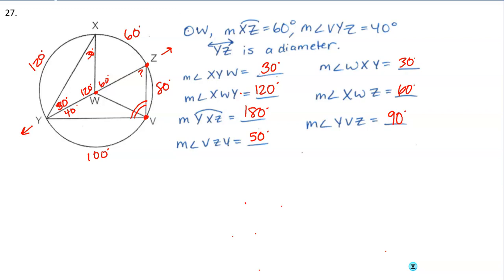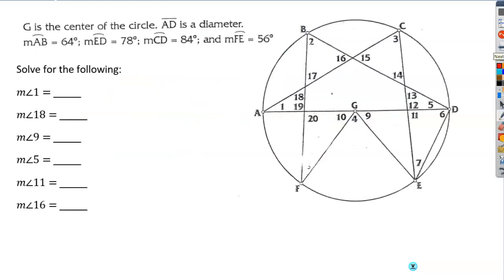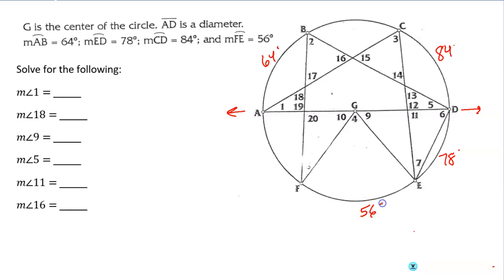Okay, and then we have one more, I think, and we're done. In this last one, again, label the diameter first, so you know where the 180 split is. Label what's given. AB is 64 degrees. ED is 78 degrees. CD is 84 degrees. And FE is 56 degrees. Because of the diameter, this side has to be 180, so I'm going to add 64 and 84 together and take that away from 180. So I get 32 for that one.